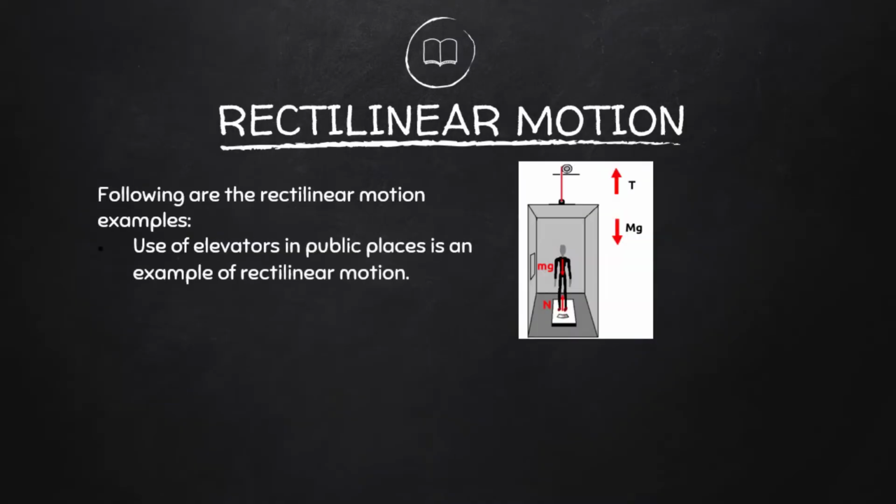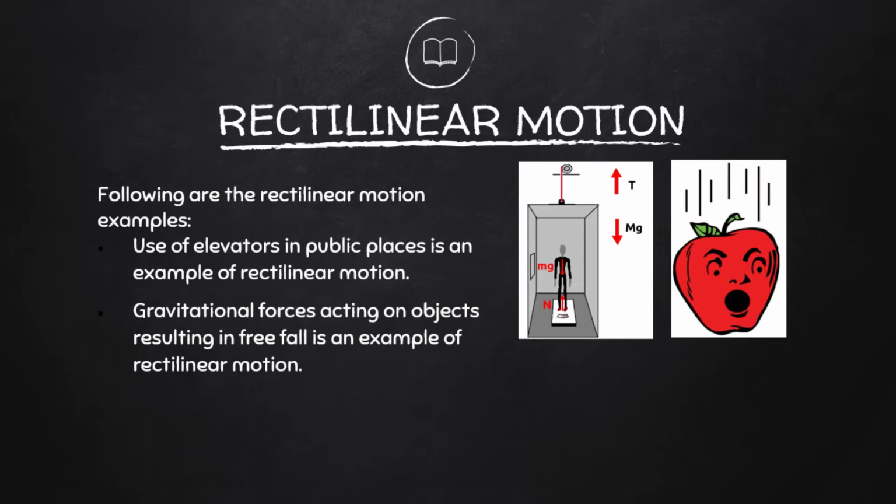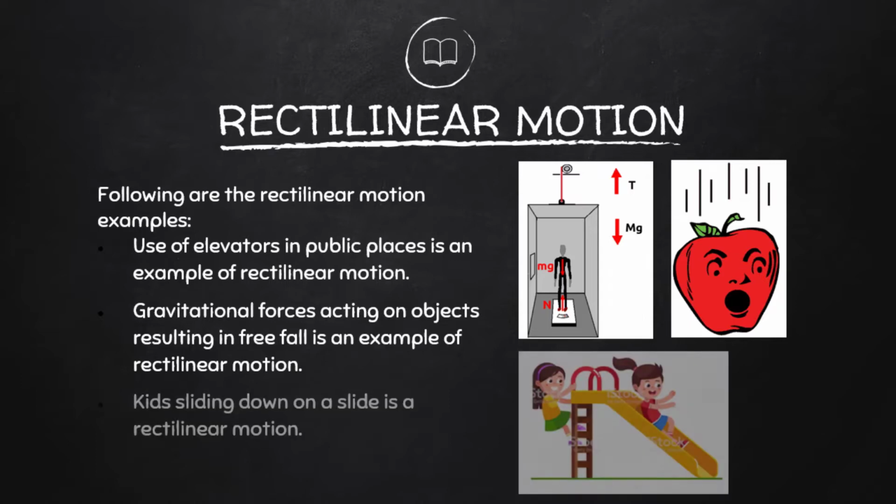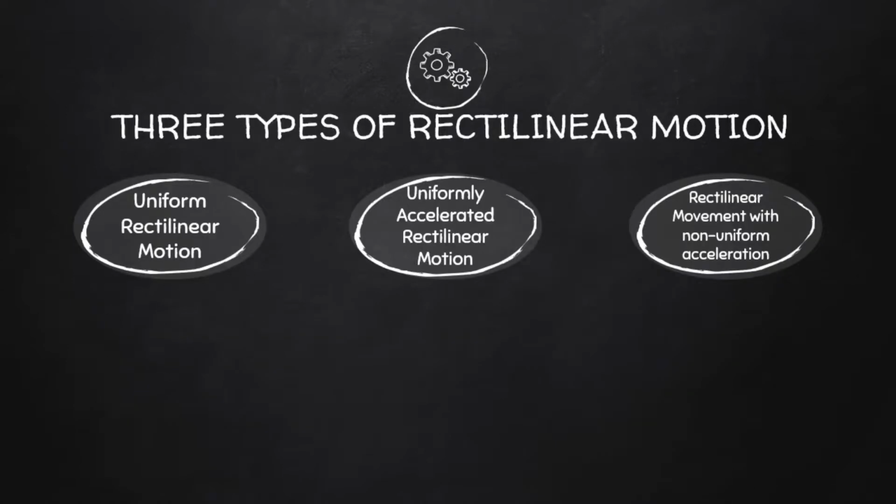The use of elevators in public places is an example of rectilinear motion. This is happening along the vertical axis. Gravitational forces acting on objects resulting in freefall is an example of rectilinear motion also. That is also happening on the vertical axis. Kids sliding down on a slide is a rectilinear motion. In this case, the line of the path of motion is parallel with the surface of the slide.